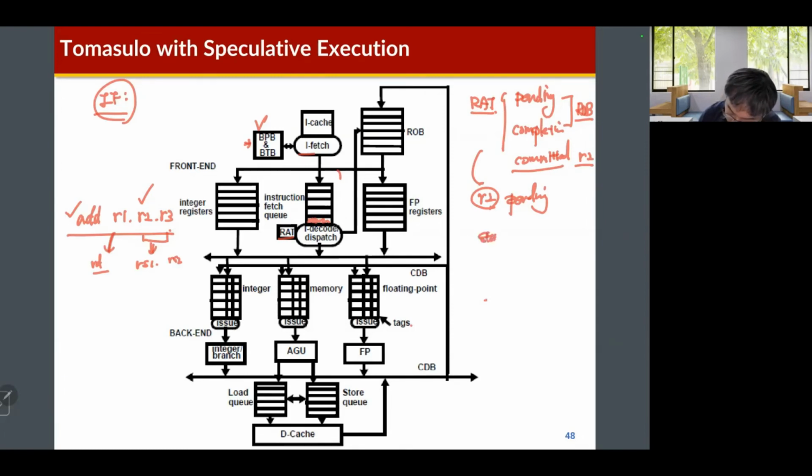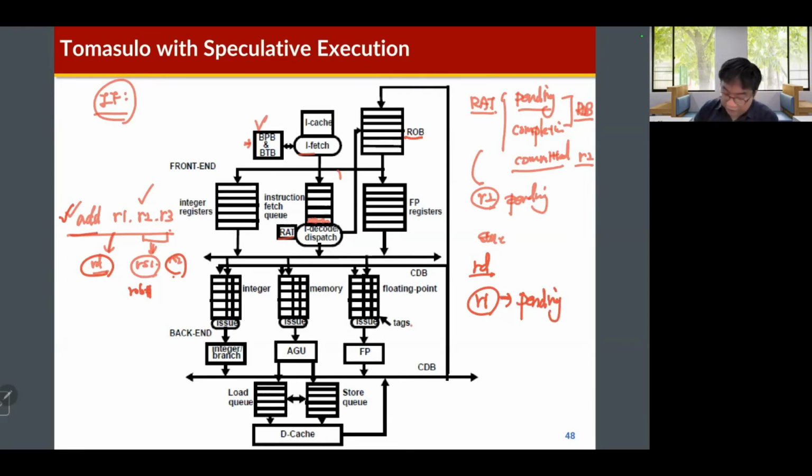If the state is pending, then the ROB entry number is just given to this source register. Okay, so the ROB entry number. And then if the status is completion, we can read the data from the ROB because the result is stored in the ROB. Okay, so we can read the data from the ROB. And then RD is updated. For this add instruction, RD is R1, and because this add instruction is dispatched, R1 is changed to pending.